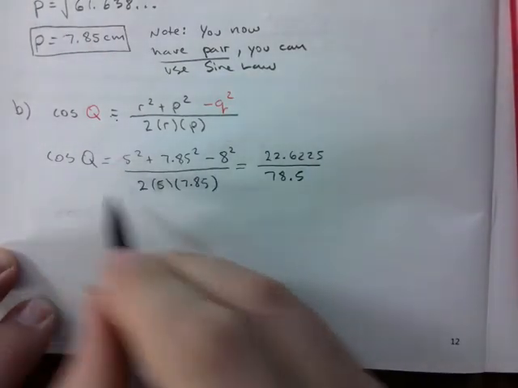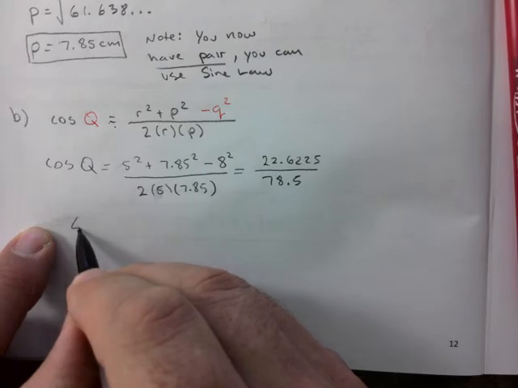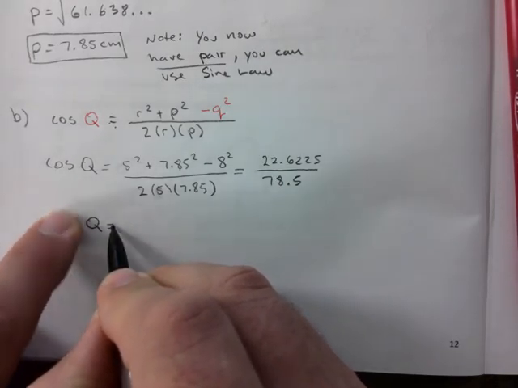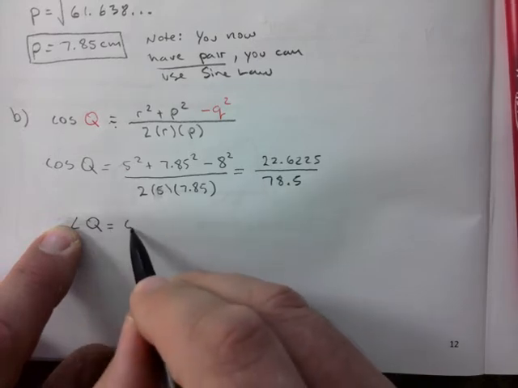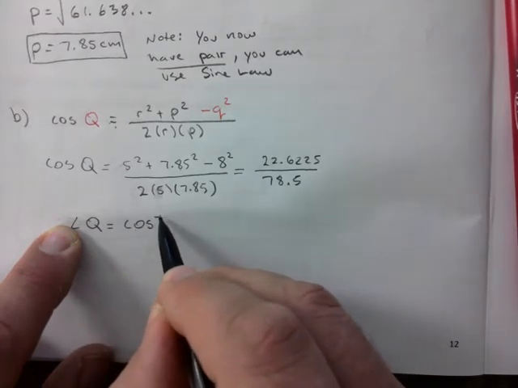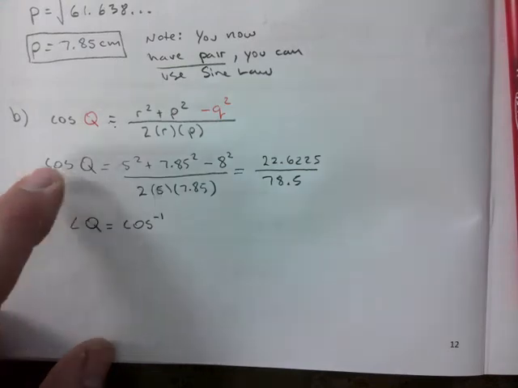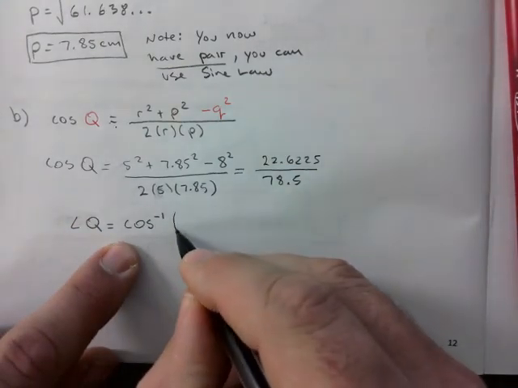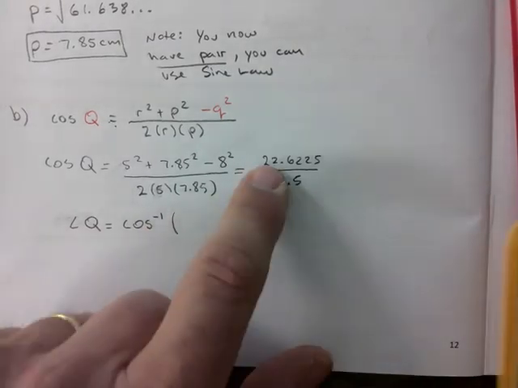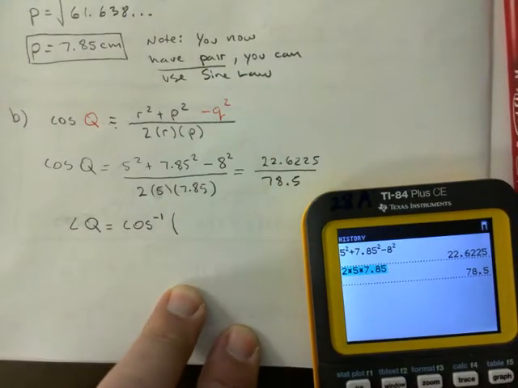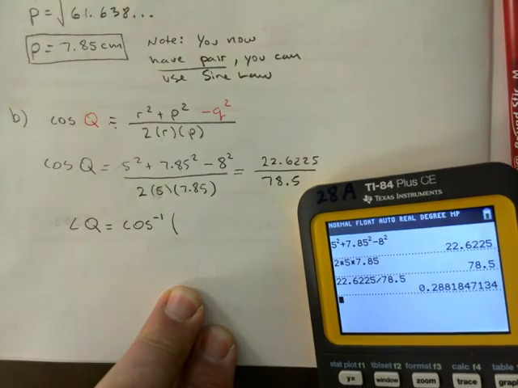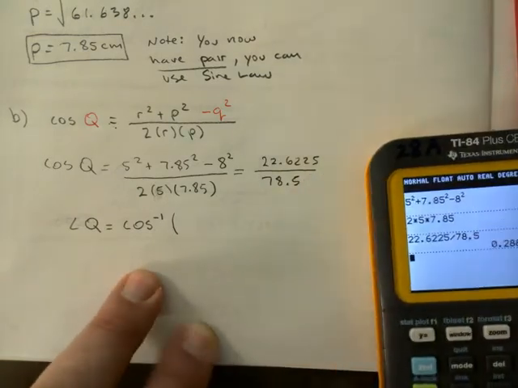room. I can now say that angle Q, as soon as you drop the cosine on that left side, you need to take the inverse of the other side because you're basically taking the inverse of both sides. That's why this disappears, right? And then we just write down, I divide this on my calculator. I go top divided by bottom, which is 0.288, and it keeps going.